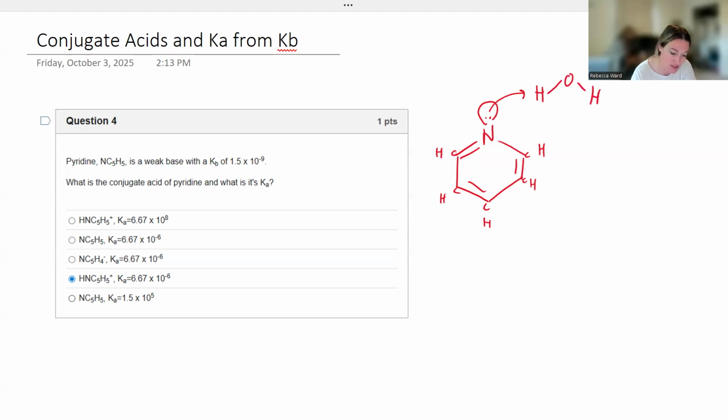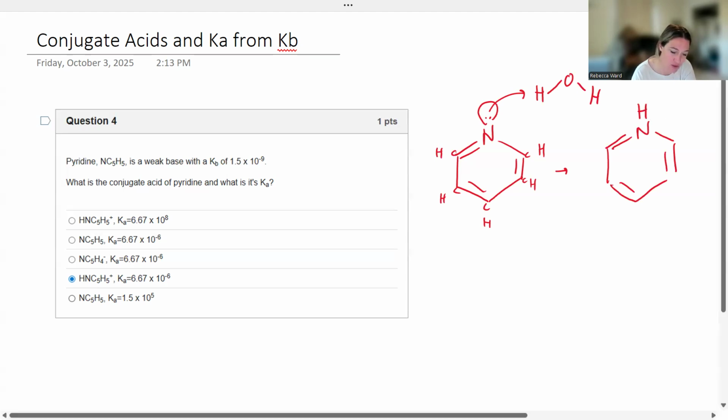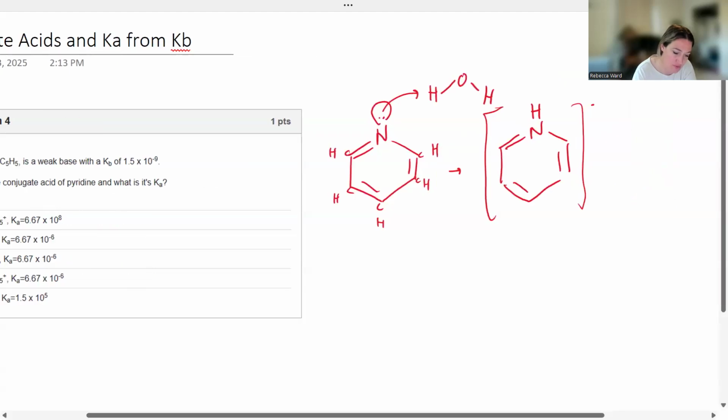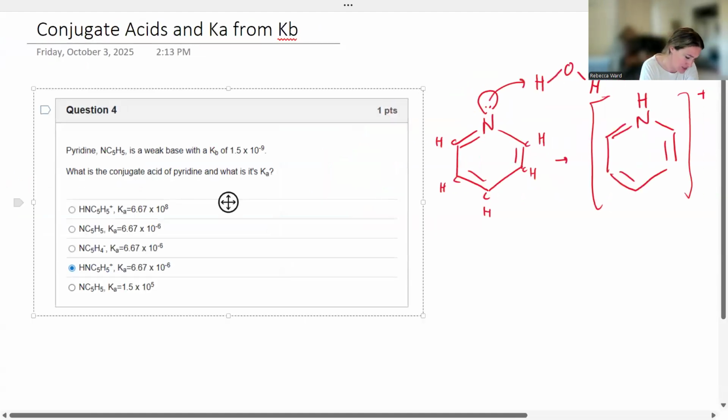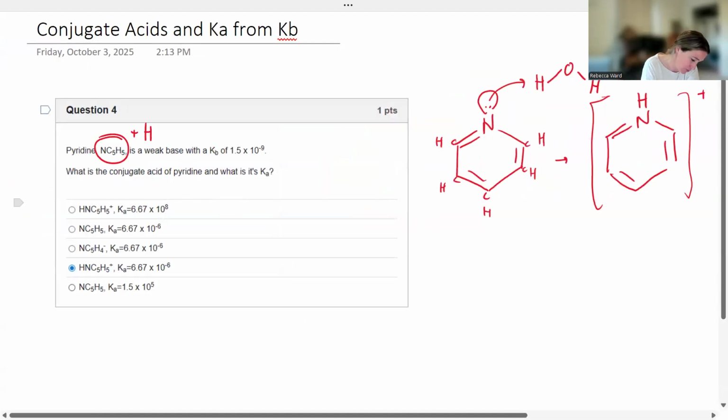from water, which means that we are going to form the conjugate acid, which looks like this. Okay, and this whole thing is charged. It's a plus charge, all right? And then we would also have been generating some OH minus, which again means that this was functioning as a weak base. All right, so chemically, what did we do? We gave pyridine a hydrogen and we put a positive charge on it, right? So we're looking for an answer that is this plus an H plus, all right?